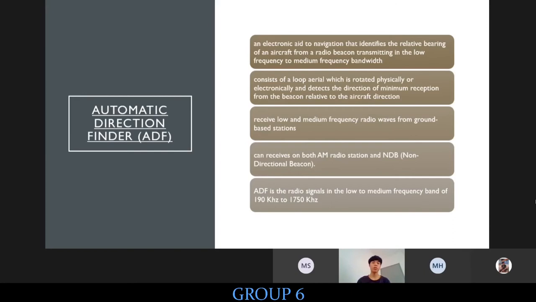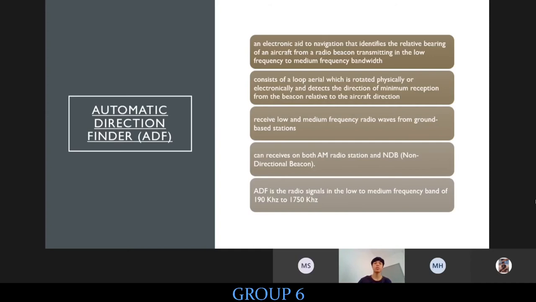Okay. Hi, my name is Muhammad Johanis bin Abdullah. I'm going to present about the aircraft navigation system. So the first one is about the automatic direction finder, ADF. It is an electronic aid to navigation that identifies the relative bearing of an aircraft from a radio beacon transmitting in the low frequency to the medium frequency bandwidth.